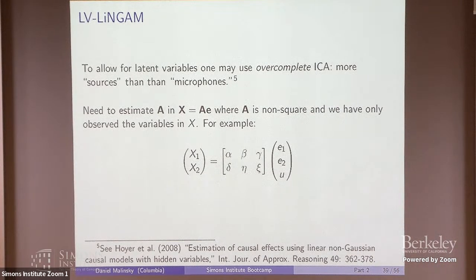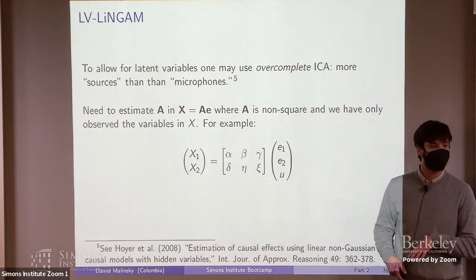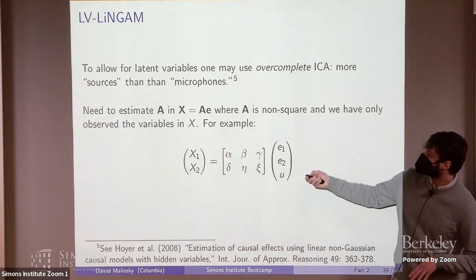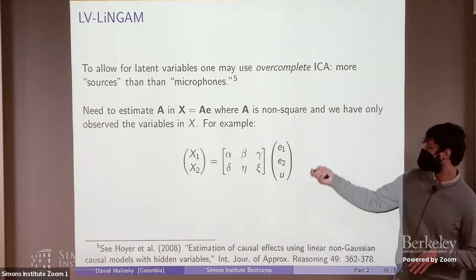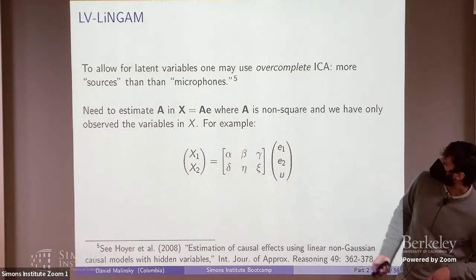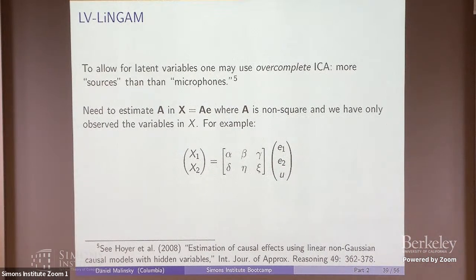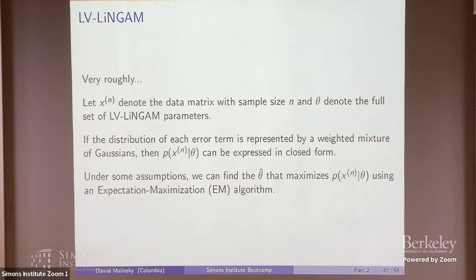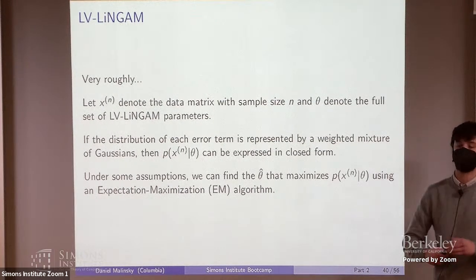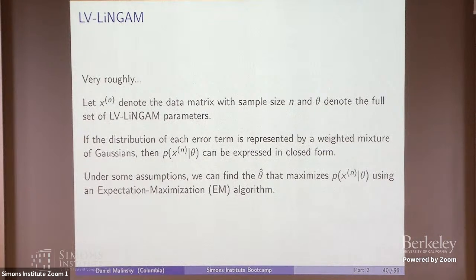So the way this is done is by doing a kind of overcomplete independent components analysis. It's described in this paper in the footnote. With two variables and allowing for an unmeasured variable u, it looks like you have an asymmetric coefficient matrix and a column matrix of larger dimension than your observed data. And in that case, the classic version proceeds by using a mixture of Gaussians approximation.